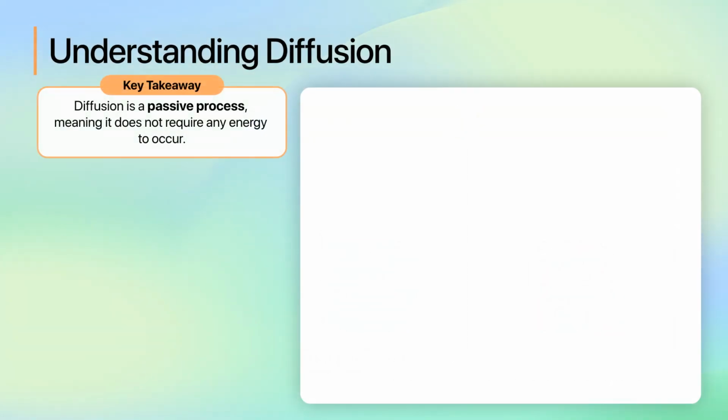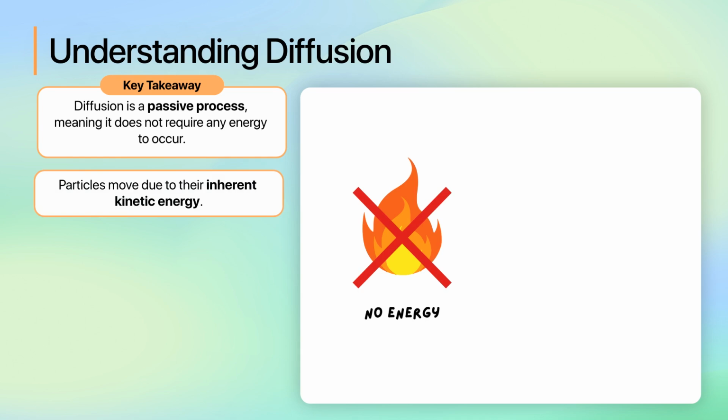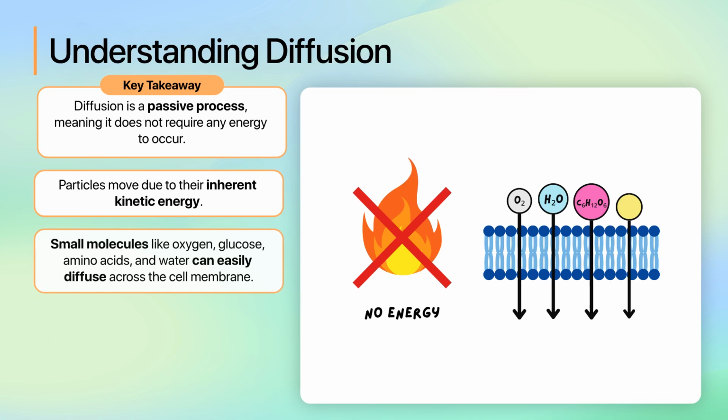Remember, diffusion is a passive process. This means it does not need any energy to occur. The particles move due to their inherent kinetic energy. This is why small molecules like oxygen, glucose, amino acids, and water can easily diffuse across the cell membrane without requiring the cell to use energy.